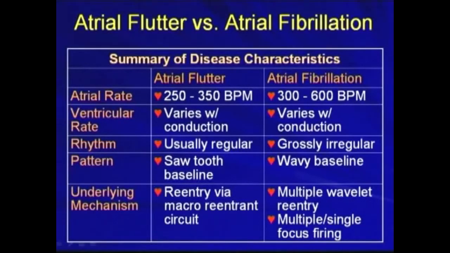So the rhythm is grossly irregular in AFib, but regular in AFlutter. The typical sawtooth baseline appears in atrial flutter, but in atrial fibrillation, usually it's a wavy baseline. The underlying mechanism is different. In atrial flutter, it's supposed to be re-entry via a macro re-entry circuit, while atrial fibrillation is multiple wavelet re-entry or multiple or single focus firing.